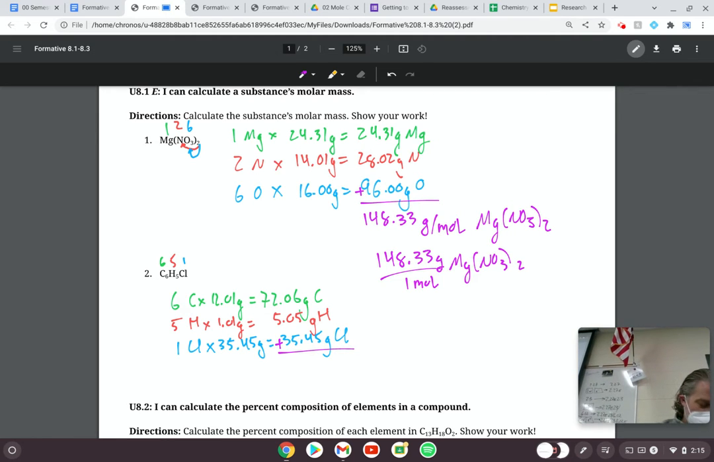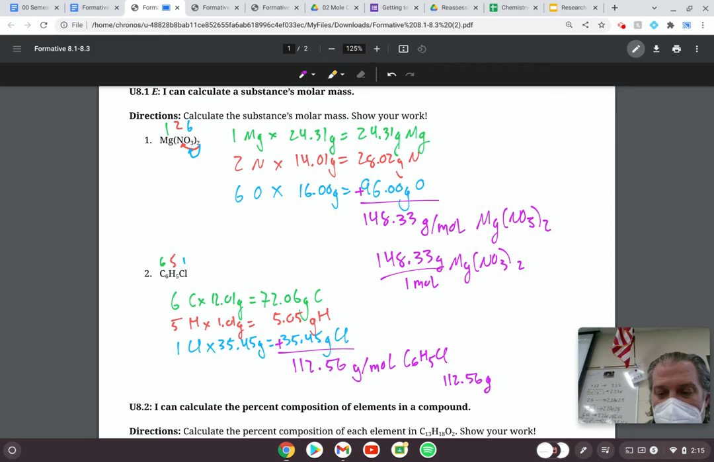We're going to add that together. So 72.06 plus 5.05 plus 35.45 gives us something like 112.56, again, grams per mole of C6H5Cl, or you could write it as 112.56 grams over 1 mole of C6H5Cl. So those are the ways that you could do those two problems. Any questions here?